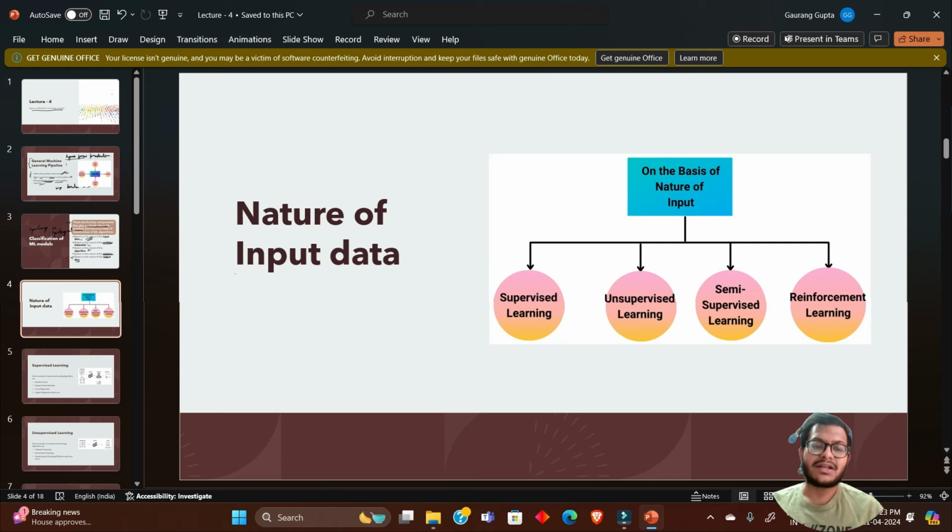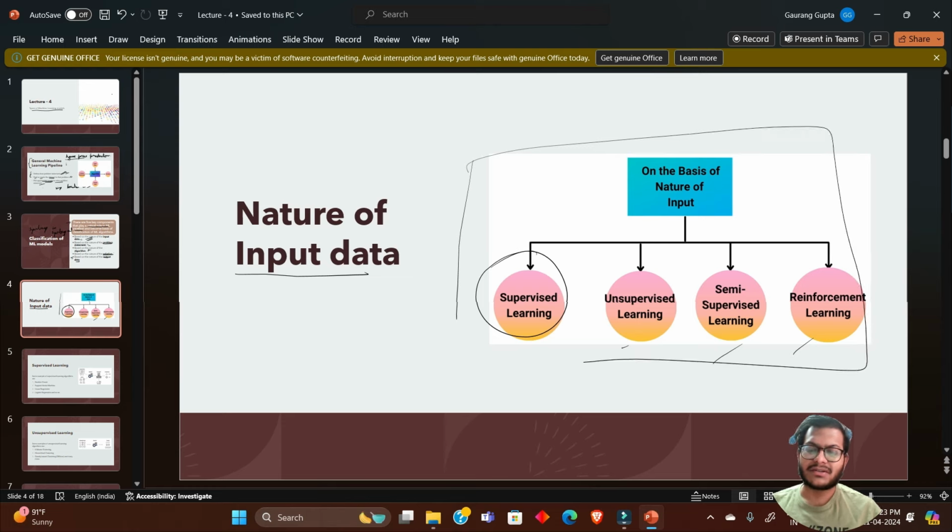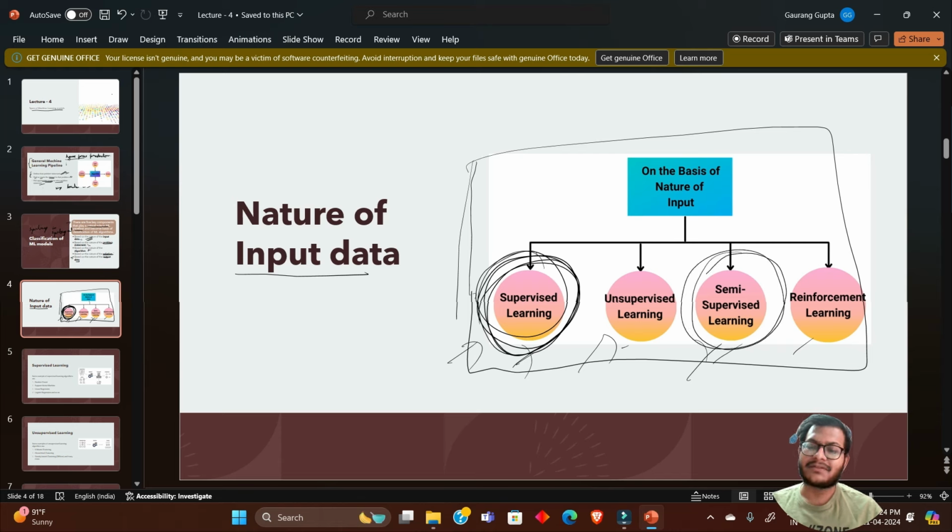So, nature of input data. If we are classifying our machine learning model based on input data, there are actually four categories: supervised learning, unsupervised learning, semi-supervised learning, and reinforcement learning. This classification is most used, because in general conversation we mostly mention whether the model is supervised or unsupervised learning, and we mostly use supervised learning in practice, but in reality, semi-supervised is the most used. I will show you why and how.